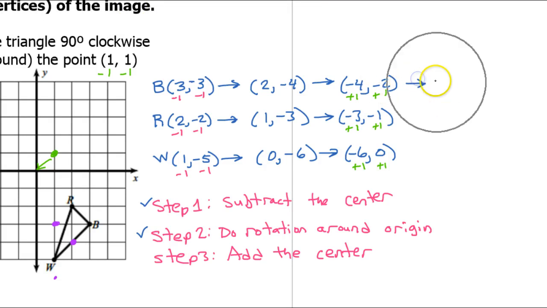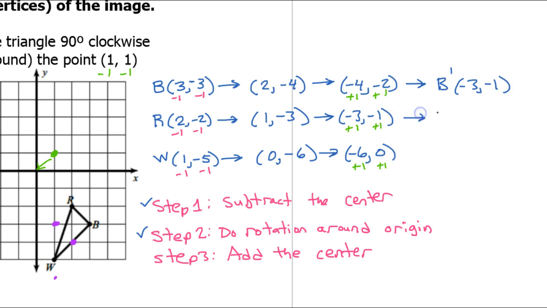Okay, so now I'm going to go ahead and say B prime because this is the actual image. So this is going to give me -3 and -1. And then for R prime, that's going to be -2 and 0. And then for W prime, that's going to give me -5 and 1.